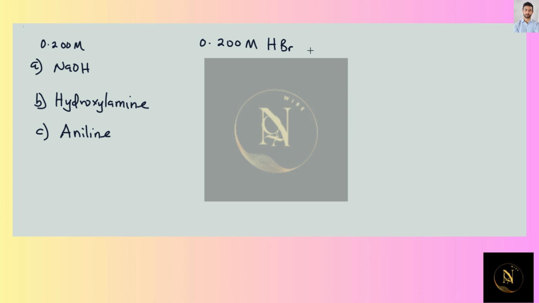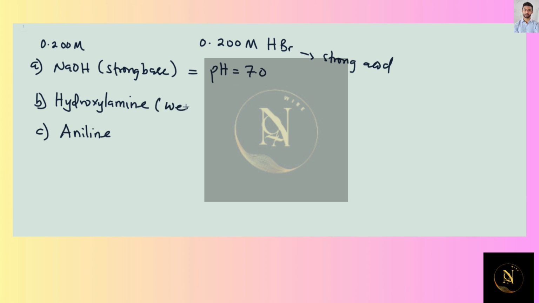So HBr is a strong acid, and sodium hydroxide is also a strong base. So strong acid versus strong base will give an equivalence point pH equals 7.0. This is a weak base, and this is a weak base.